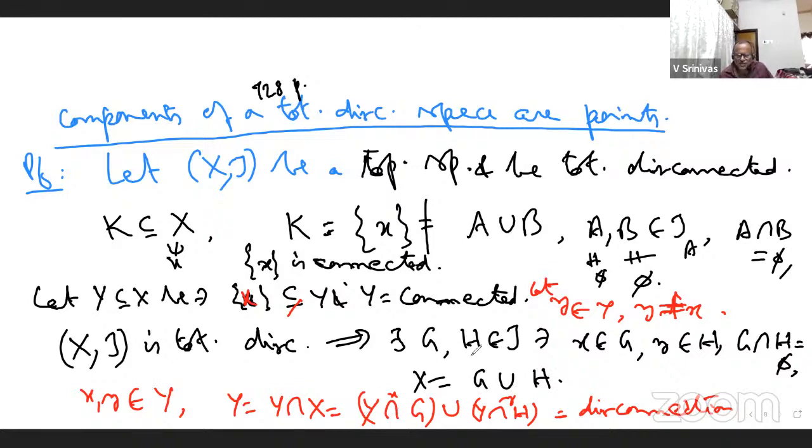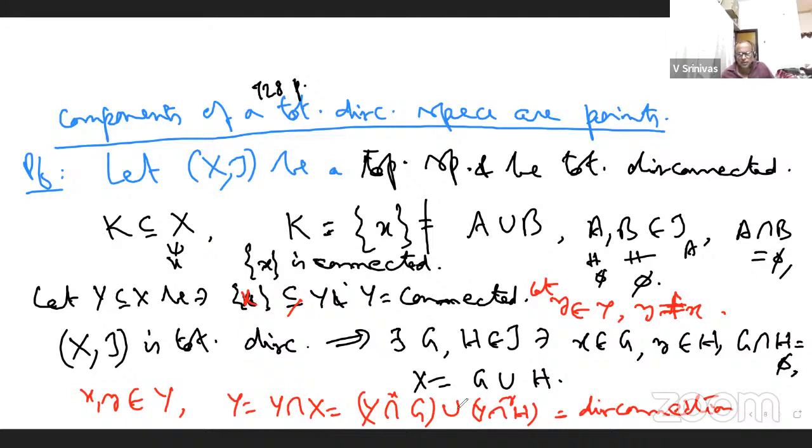Now, your small x is in G and small x is in capital Y also. Therefore, your x is in this intersection. Similarly, your small y is in H, and small y is in capital Y also. Small y is an element in Y intersection H.